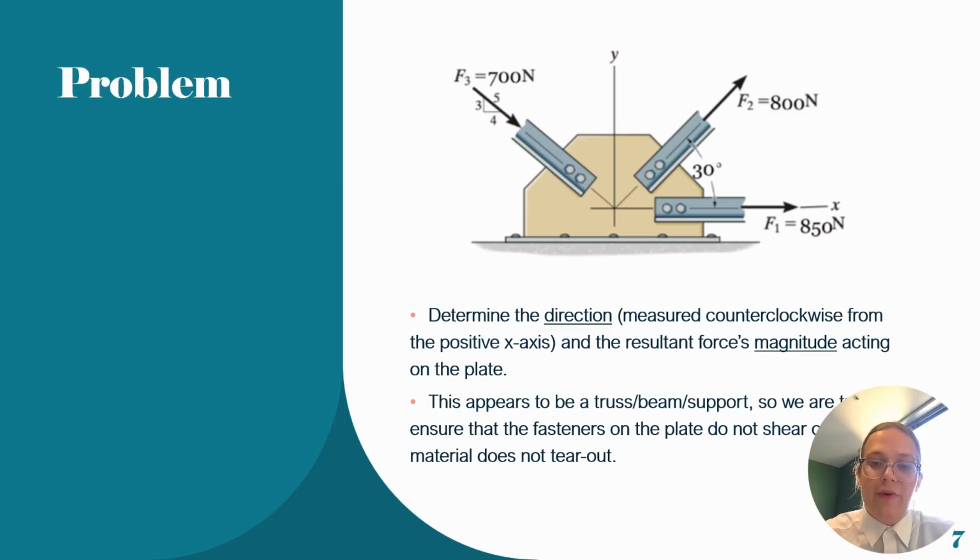So let's define our problem. We have to determine the direction and magnitude of a force on this plate. And this appears to be some kind of support. And so what we might be doing is looking at these beams, the forces acting on these screws right here, and making sure that they're strong enough so that they don't shear or tear out of the material in the wall.